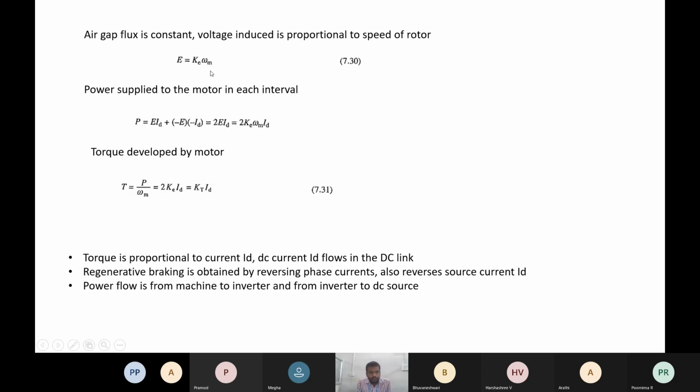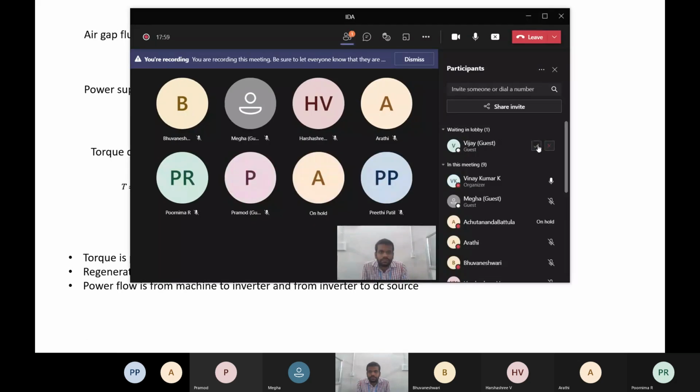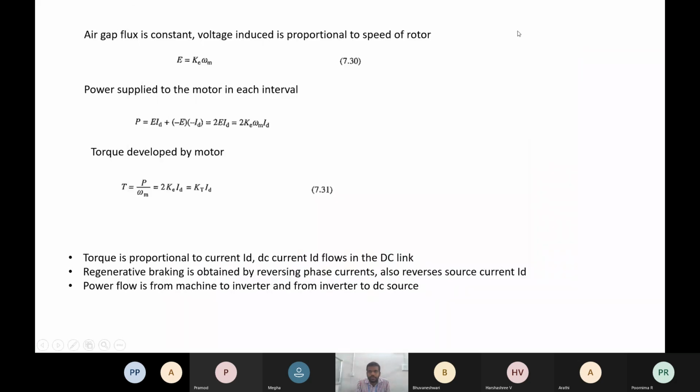And here the power supplied to the motor in every interval, that is at every 120-degree phase difference. As I told previously, the 120-degree phase difference will be there for each phase. So at each interval, the total power supplied to the circuit will be given by P equals E ID plus minus E minus ID. So why is this minus E minus ID?